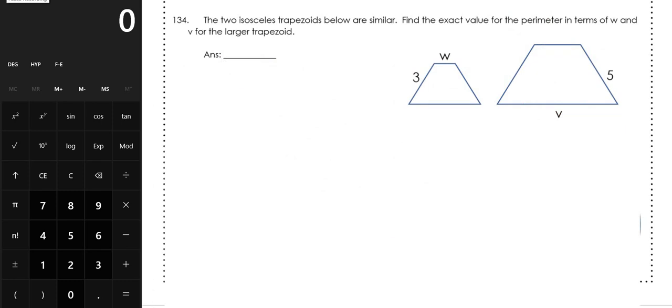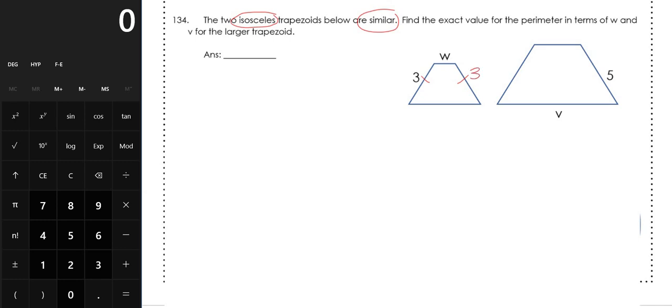134. The two isosceles trapezoids below are similar. Okay, so two really important things right out of the gate. Isosceles trapezoids have the two legs that are not parallel congruent. So for the smaller trapezoid, the 3 on the left for the left leg will be congruent to the 3 that's missing there on the right.